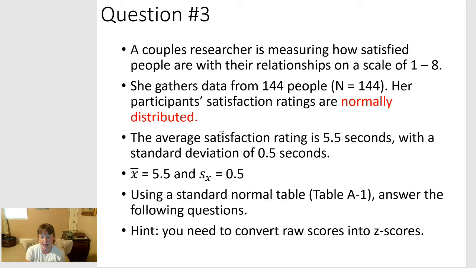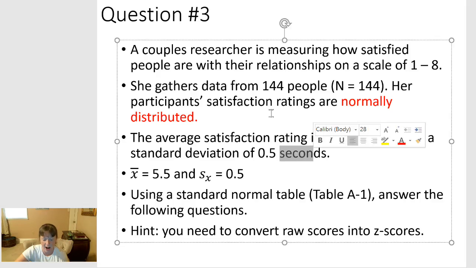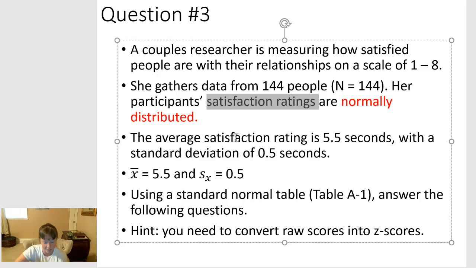A couple's researcher is measuring how satisfied people are with their relationships on a scale of 1 to 8. She gathers data from 144 people, and her participant satisfaction ratings are normally distributed. That's important. I'm telling you that the satisfaction ratings are normally distributed, and so the average satisfaction is 5.5 points.